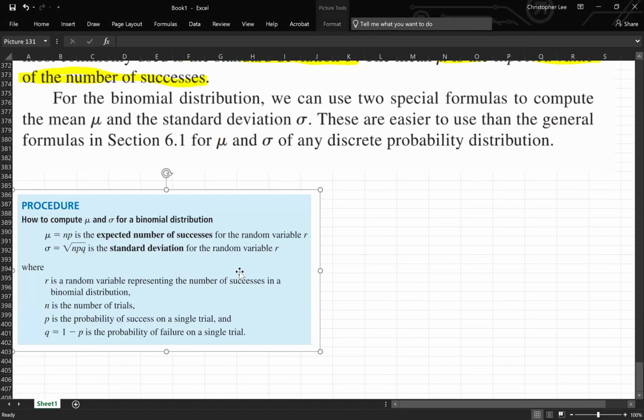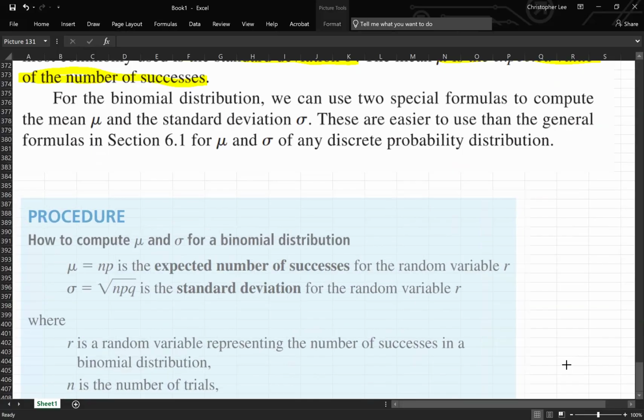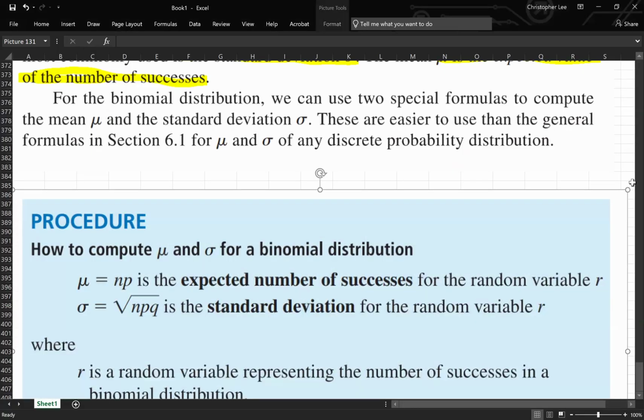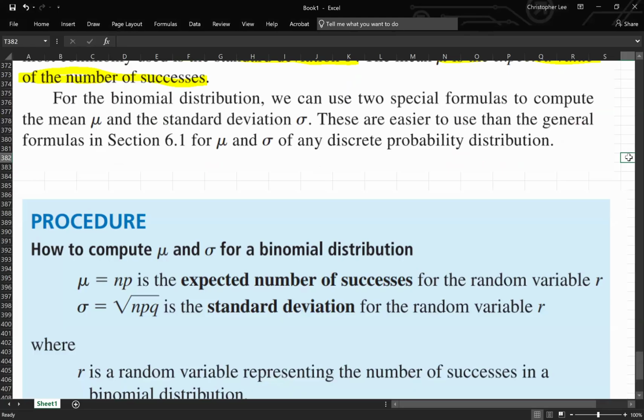So straight from the formula sheet, this is the procedure of how to find the mean and the standard deviation, or the expected value and standard deviation. So how to compute mu and sigma for a binomial distribution. Mu, also known as our expected value, is equal to n times p. N is your sample size, p is your probability of success. N times p is the expected number of successes for a random variable r.